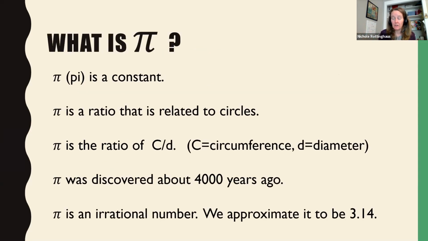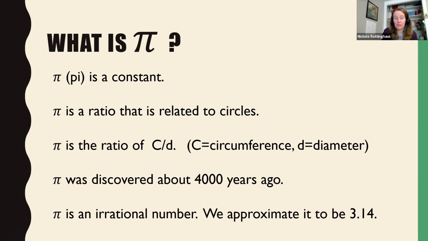So before we talk about circumference, we need to talk about this constant called pi. That's this symbol right here. And I'm sure you guys have seen this symbol at some point. Even if you don't know what it is, you've at least seen it, I hope. Pi, okay, that's what we call that constant. It's a Greek letter that's been given to represent this particular number, okay? It's a constant, it's a number. That's what we mean by a constant. It's a ratio that's related to circles. So anytime you see pi, it's related to circles, okay?